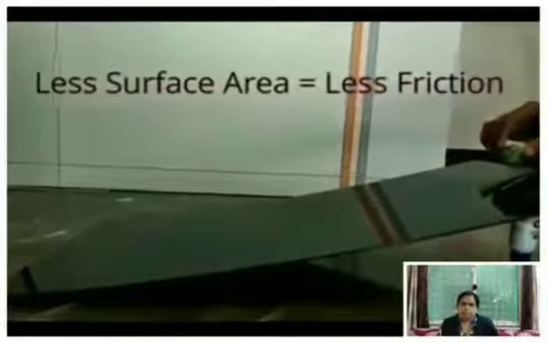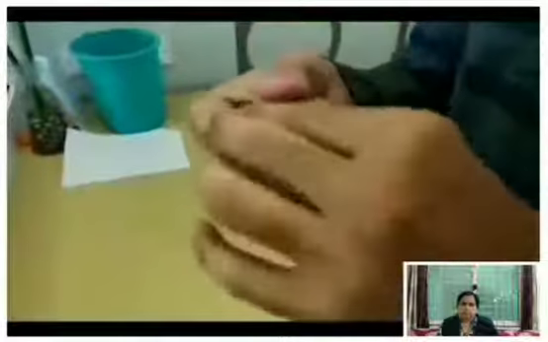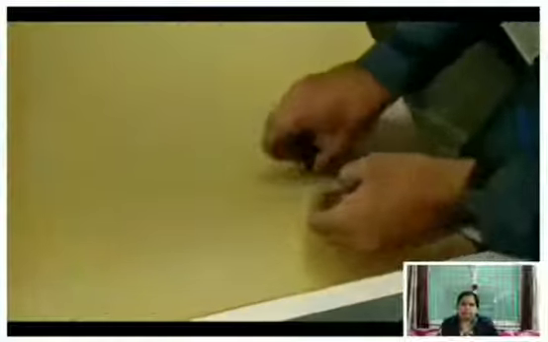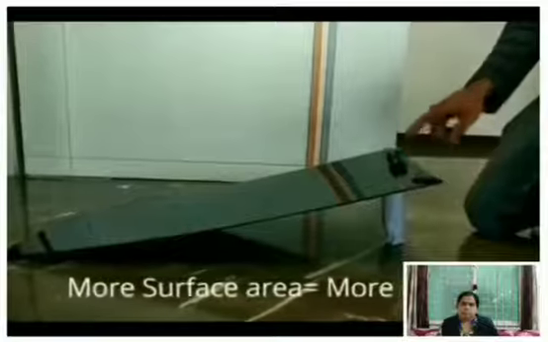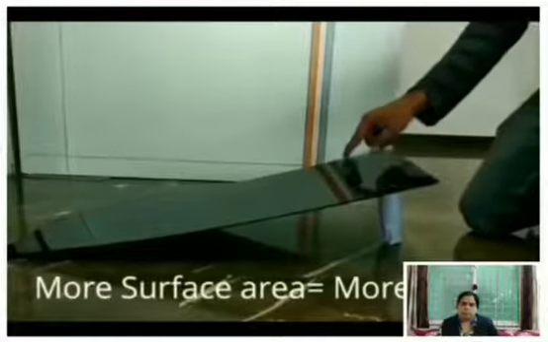When a matchstick rubs slightly against the matchbox, nothing happens. But rub hard, and it catches fire. Lesser surface area, lesser friction. If we change the shape of the clay into a square shape, friction can increase by increasing the surface area. It takes more time to slide down as the shape of the clay becomes square.